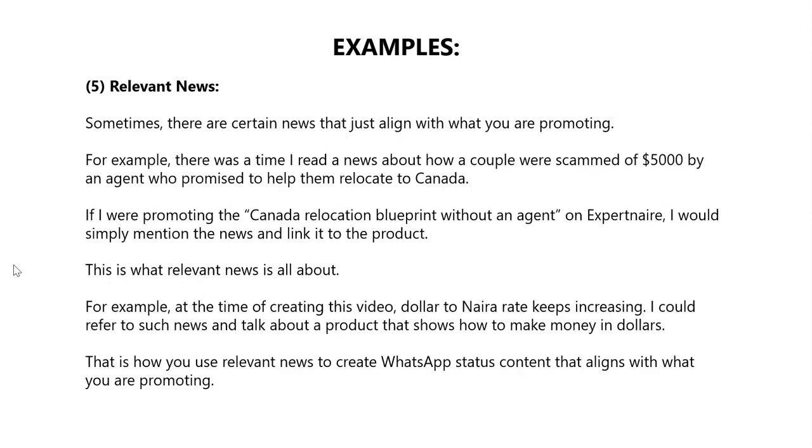Another type of content for your WhatsApp status marketing is sharing relevant news. Sometimes there is some news that just aligns with what you are promoting. For example, there was a time I read the news about how a couple was scammed of $5,000 by an agent who promised to help them relocate to Canada. So when I was promoting the Canada relocation blueprint without an agent on Expert Now, I would simply mention the news and link it to the product. This is what relevant news is all about.